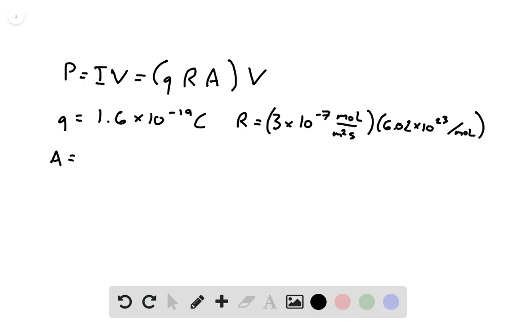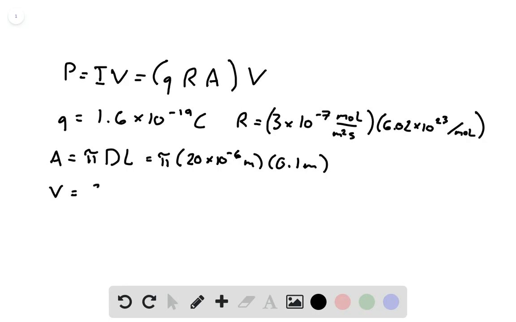A, the area of this axon, is going to be the same as the area of a cylinder, pi times d times L, where d and L are given to us in the problem as 20 microns, so 20 times 10 to the minus 6 meters, and 10 centimeters, so 0.1 meters. And the final thing we need to know, V, is the potential which they're moving across, which we're given as 30 millivolts, or 30 times 10 to the minus 3 volts.